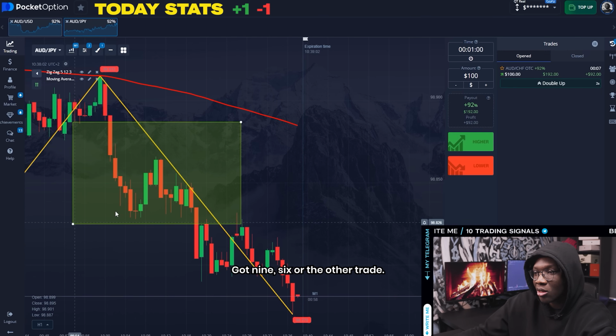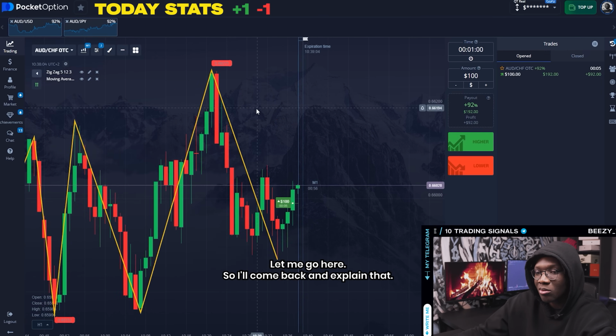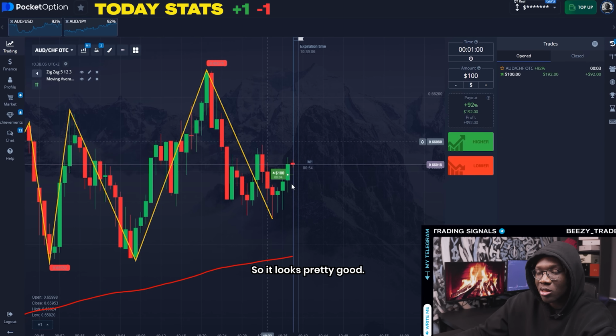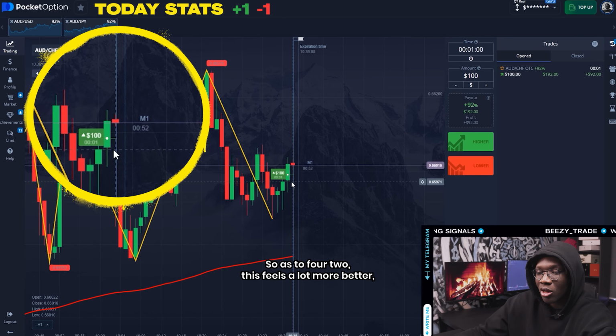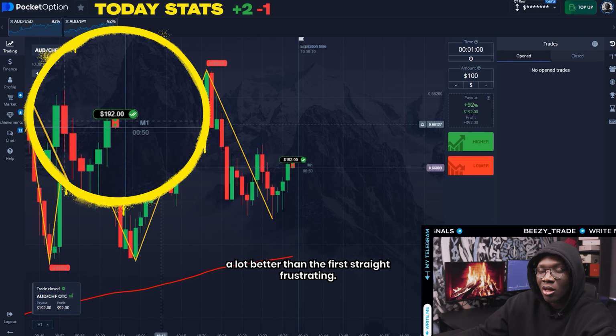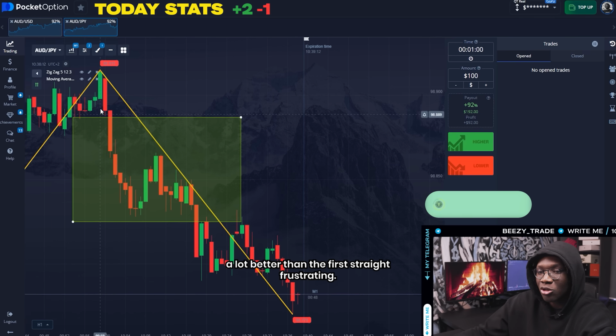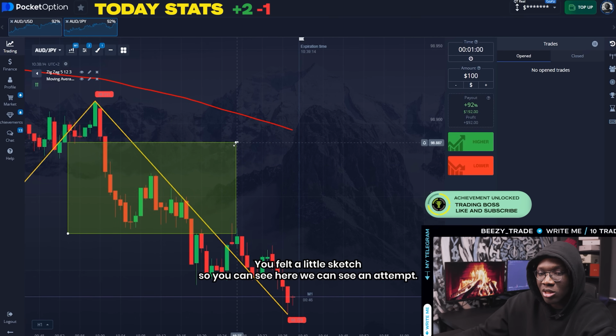We've got 9 seconds on the other trade. Let me go on here. So I'll come back and explain that. So it looks pretty good. So that's 2 for 2. This feels a lot better than the first trade. First trade really felt a little sketch.